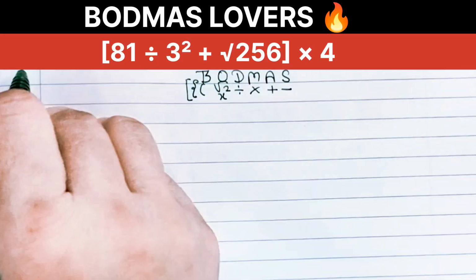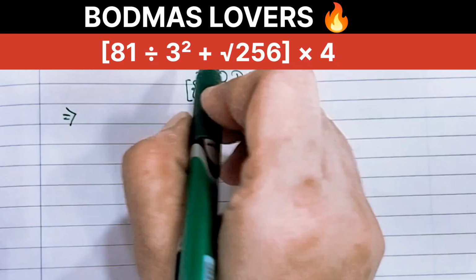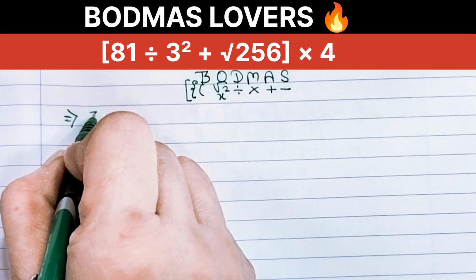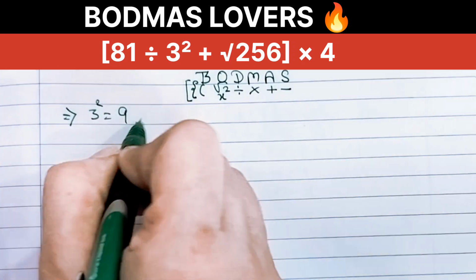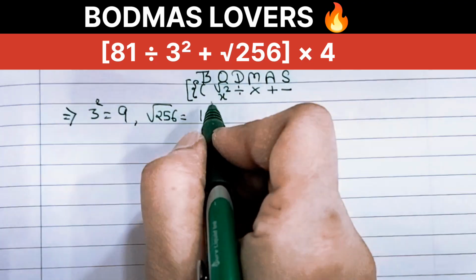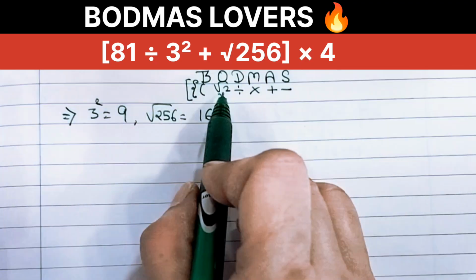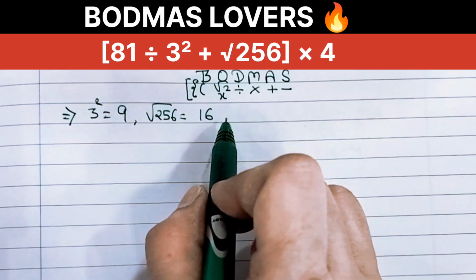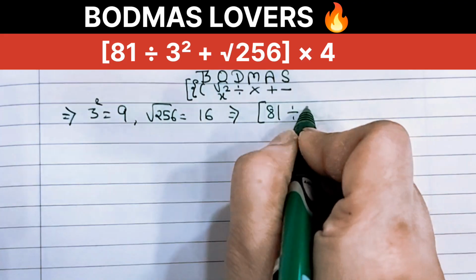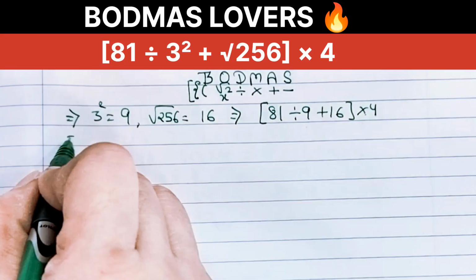According to this BODMAS sequence, we'll break down this expression by the step-by-step solution. First step, we calculate 3 power square and root 256. According to this, 3 power square equals 9 and root 256 will get 16. According to this step, BODMAS requires solving the term inside the brackets first, and inside these brackets, order, powers and roots take the highest priority. So now the current expression becomes square root 81 divided by 9 plus 16 square root of multiply by 4. Move to the next step.